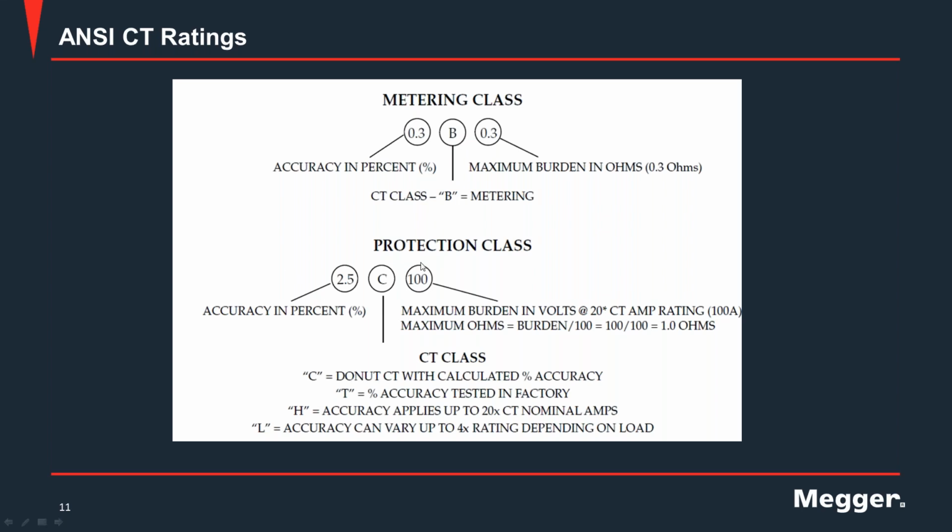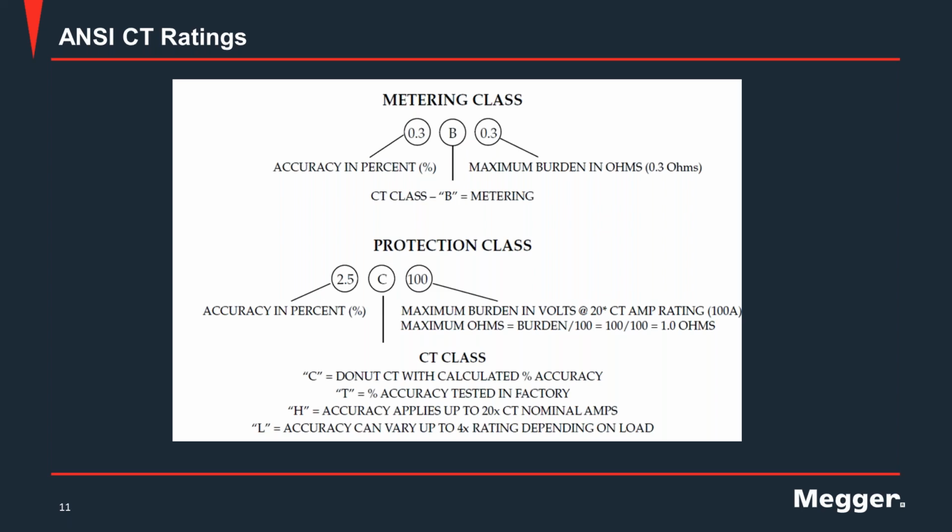Now, talking about the protection class, it's the same. The first number determines the accuracy in percent, and the letter in the second position is the class of the CT. If it is C, that means it is a donut type CT with calculated percent accuracy. If it is T, that means it is tested, so T stands for tested in the factory. H means accuracy applies to 20 times the CT nominal amps. And L means accuracy can vary up to 4 times the rating depending on the load.